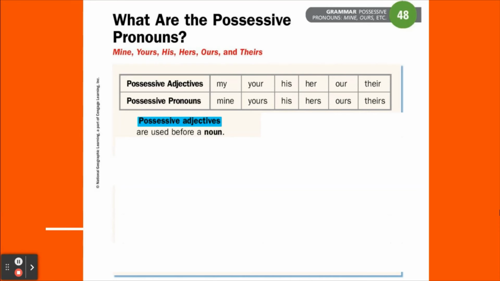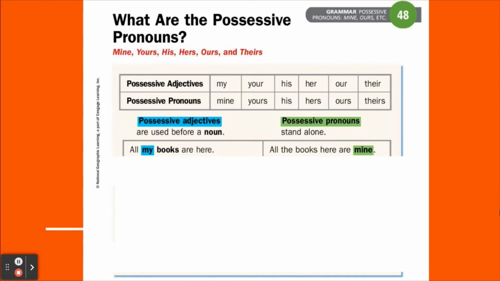Okay, so my book, right? Remember that? Okay, but a possessive pronoun stands alone. The book is mine. Okay, yeah, you have my book, that book, it's mine. Okay, so you see there is no noun following the possessive pronoun. Okay, so all my books are here, all the books here are mine. You see it? Okay.